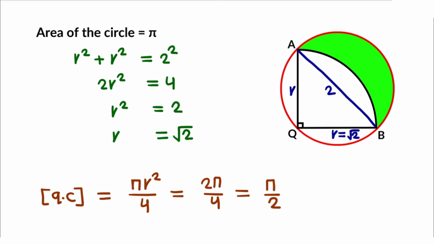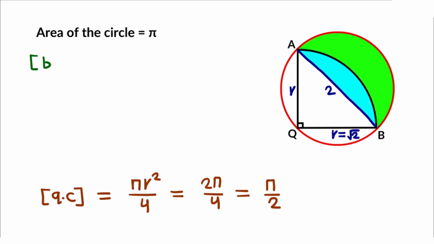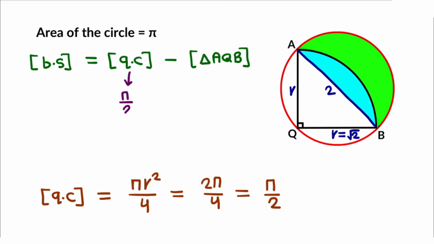But we're not looking for the entire quarter circle. We only need the green region. So let's break the quarter circle into two pieces. Look at the part of the quarter circle that lies above the diameter AB. We'll call this the blue segment. The area of the blue segment is the area of the entire quarter circle minus the area of triangle AQB. We already know the quarter circle has area pi divided by 2.